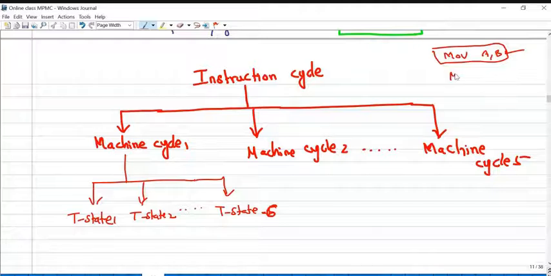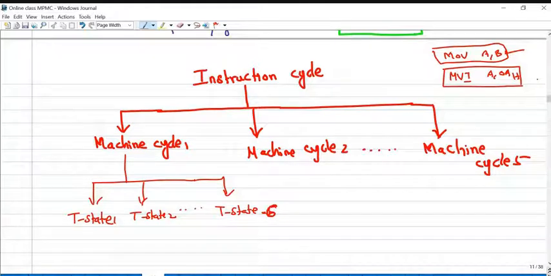Now MVI A, 0AH. To execute this instruction, we need to store the MVI A, 8-bit data opcode in the memory location, and the next immediate memory location must hold 0A. So first one is opcode fetch, second one is memory read. So here two machine cycles are required: opcode fetch is one machine cycle, memory read is another machine cycle. Suppose STA 9150H. 1, 2, 3, 4, right?